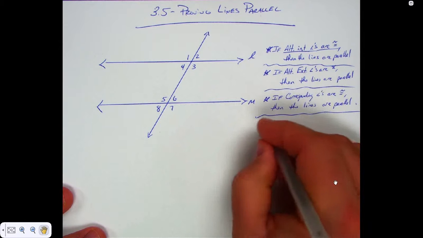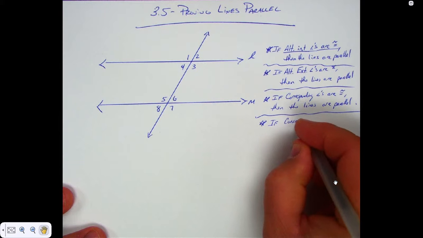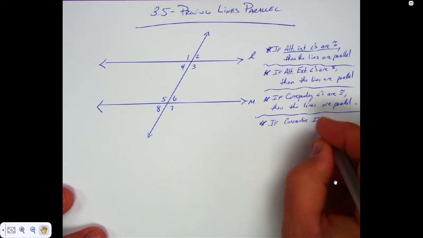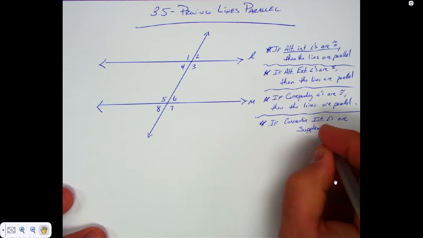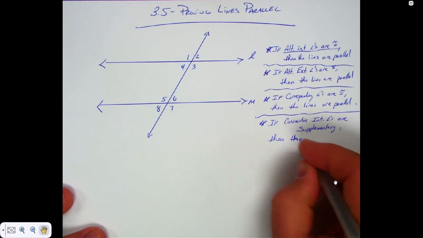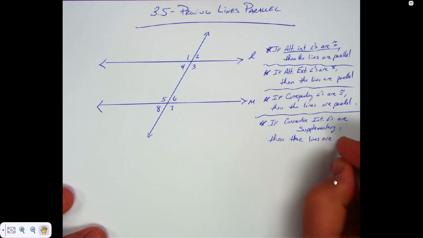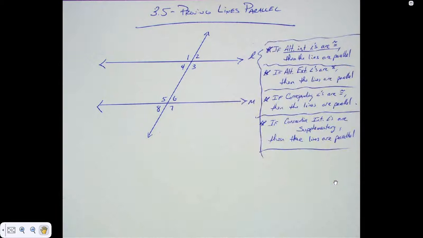Last one, if consecutive interior angles are supplementary, then the lines are parallel. Isn't this basically just the converse of what we learned in section 3.3, I think? Or 3.2? 3.2?